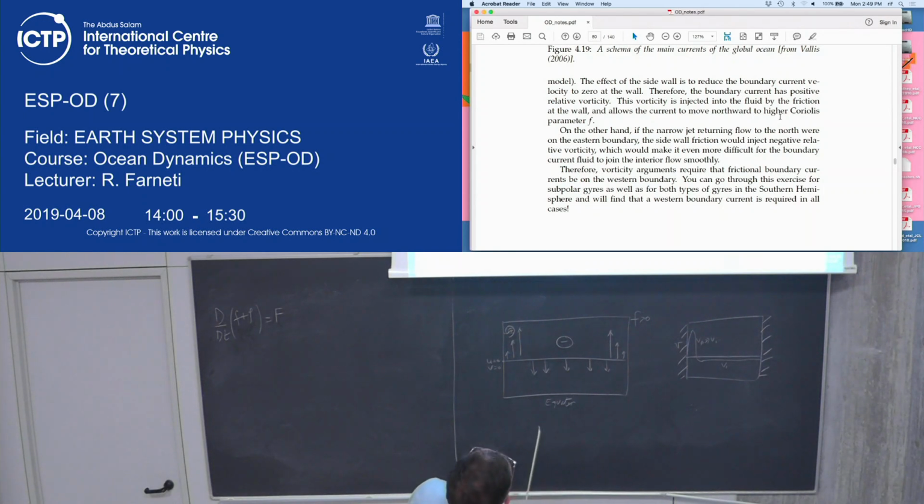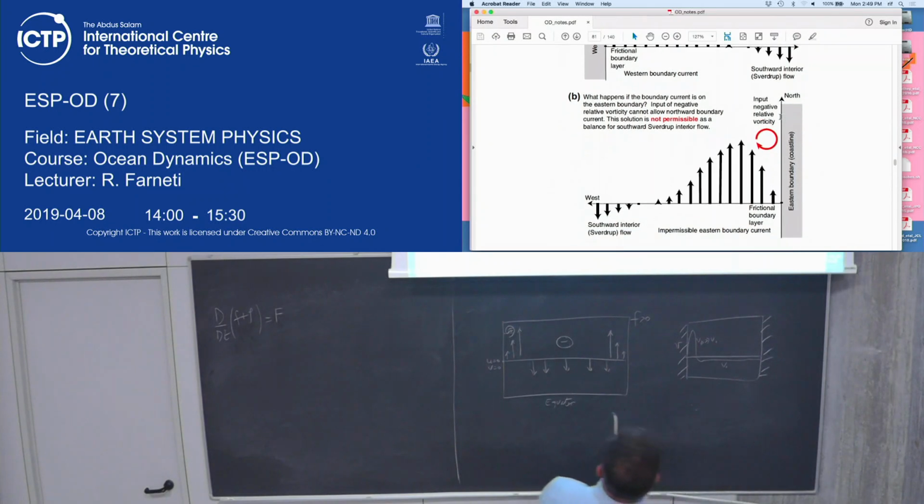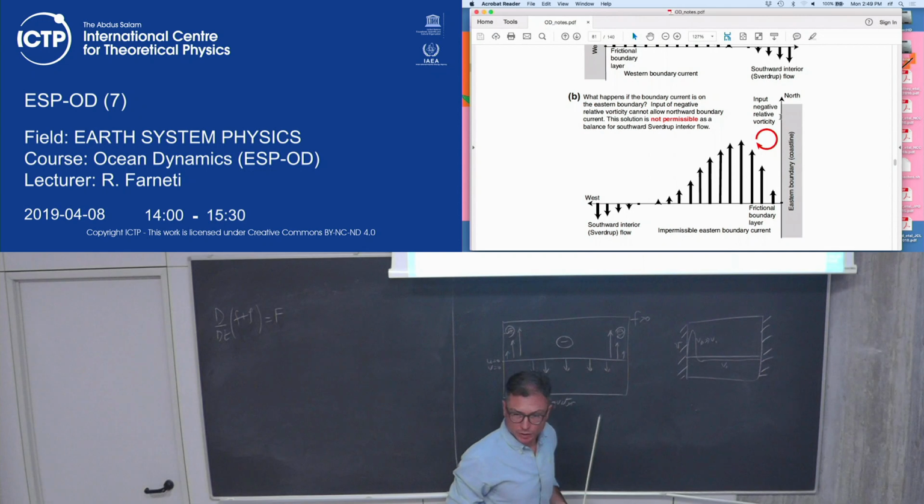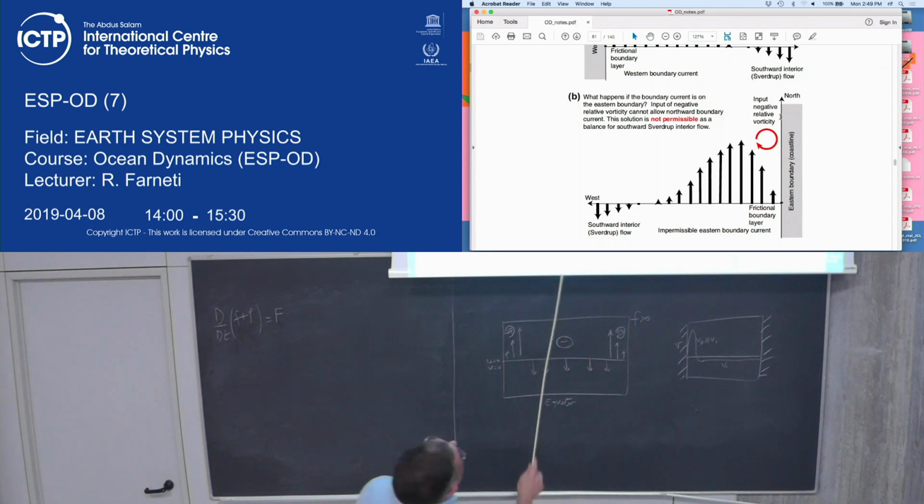If, on the other hand, the narrow jet returning flow to the north were on the eastern boundary, so you are now on this situation, you will have a negative input of vorticity into the system. Okay? And that is not balancing the negative input of vorticity within the interior. There's an input of negative relative vorticity that cannot balance northward boundary current. So this solution is not permissible as a balance for southward Sverdrup interior flow.